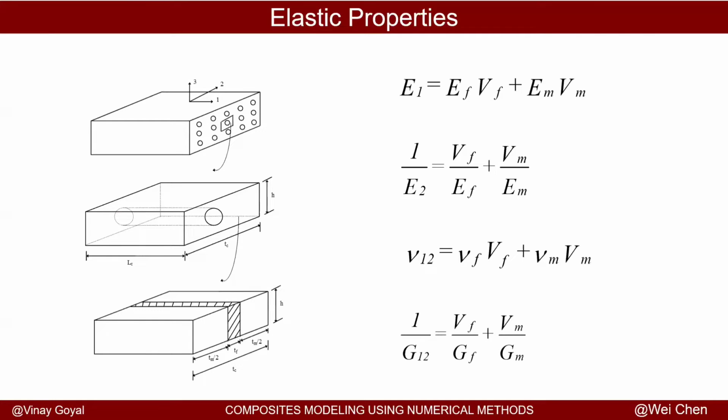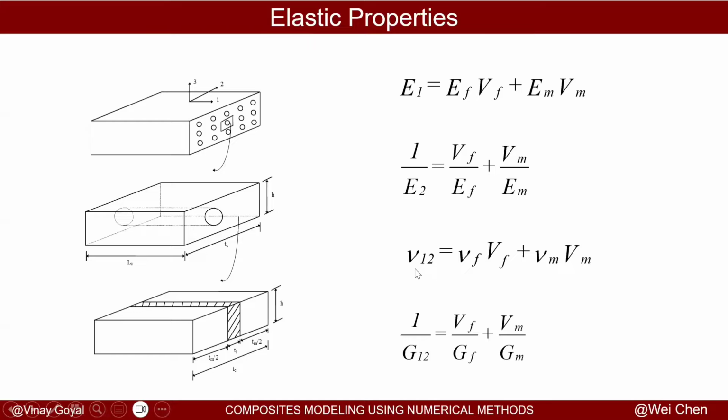And so there are four formulas. They are approximate formulas, but they are effective at providing an estimate of what these properties could be. The equations only use the fiber volume fraction and the matrix volume fraction. Given the fiber modulus and the matrix modulus, I should be able to calculate the modulus in the one direction. Very similarly, I can determine the modulus in the two direction using this formula. So that's transverse to the fibers, as you can see here.